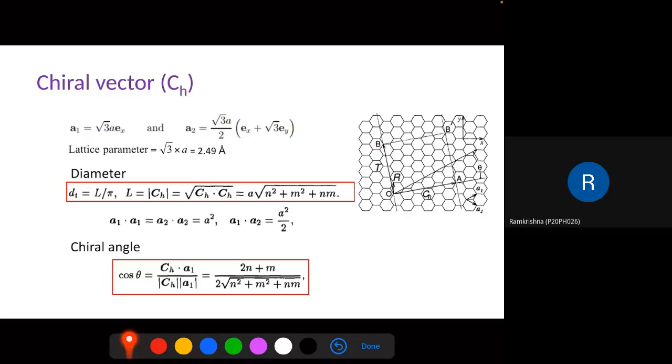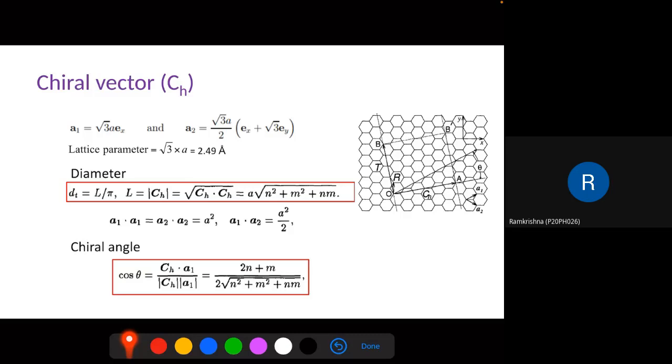Okay. So we have a chiral vector and a translational vector. So we fold it and we create a nanotube. And the diameter, you can define by L by pi, where L is your circumference. And what is the value of L, the magnitude? It is nothing but the magnitude of this chiral vector, and by definition, it will be a times the square root of n square plus m square plus n times m. Again, these vectors a1, a2 are, since it's hexagonal, not orthogonal.